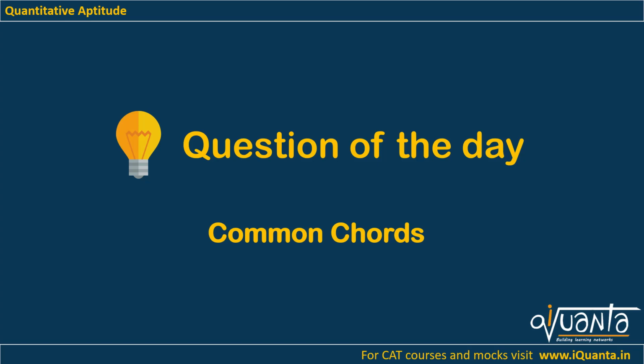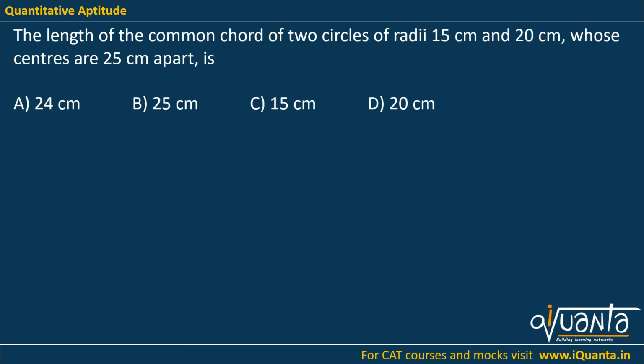Hello everyone. In today's question of the day, we'll learn how to find out the length of the common chord of two circles. So the question is: the length of the common chord of two circles of radii 15 cm and 20 cm whose centers are 25 cm apart is.